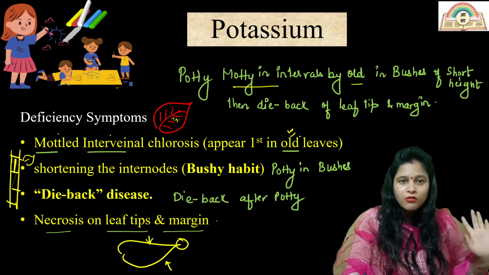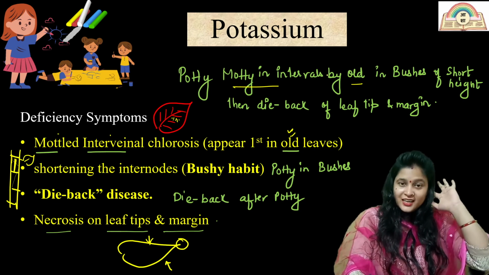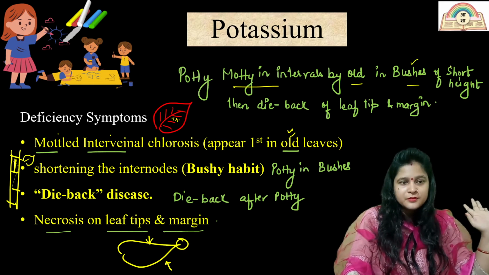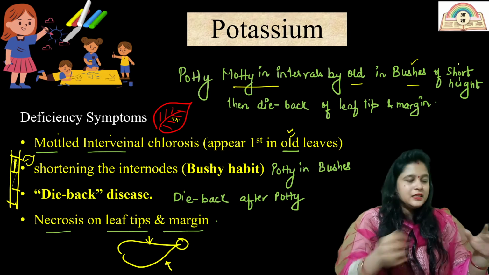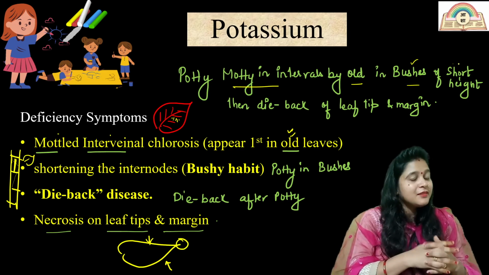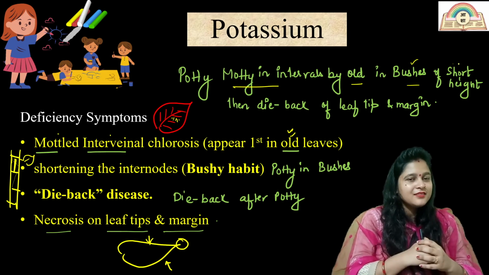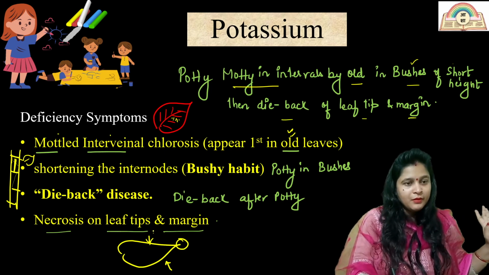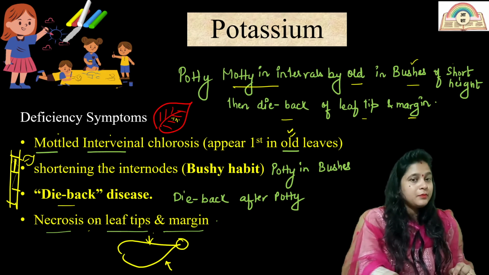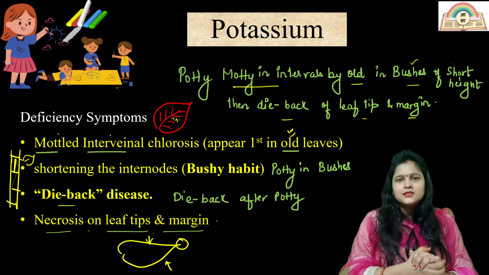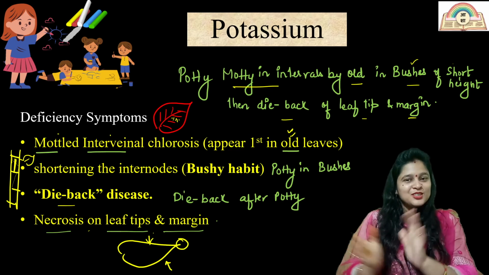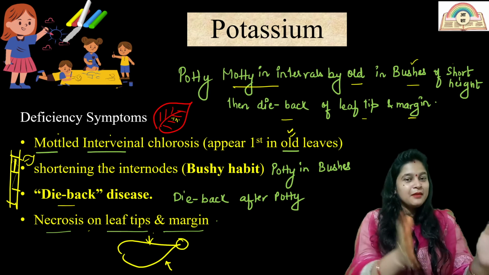Potty motty by old, in intervals. Where will they go to do the potty? In bushes of short height. So bushy habit, short height. Then the plants on which they have done the potty, the die back will occur, leaf tips will die and all. So die back and necrosis of leaf tip and margin. So potty motty in intervals by old in bushes of short height, and then die back of leaf tip and margin.